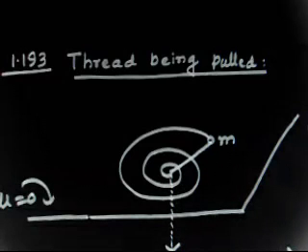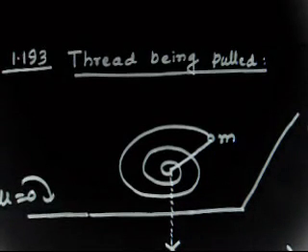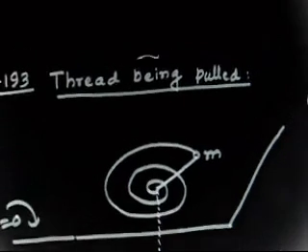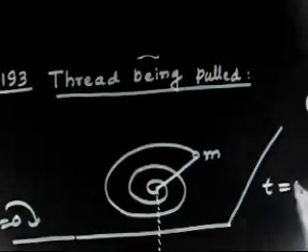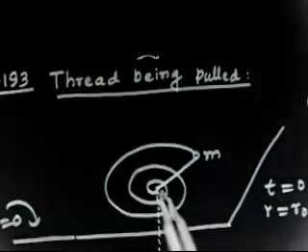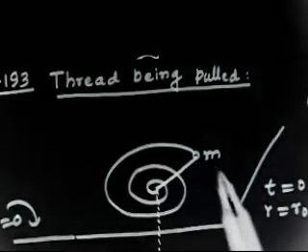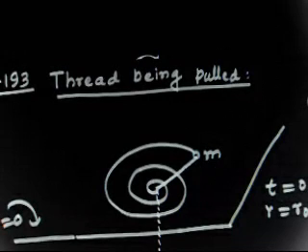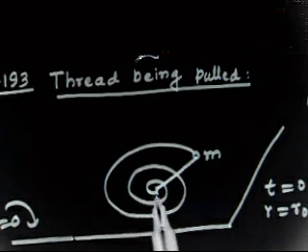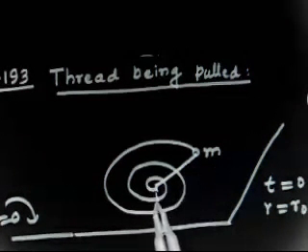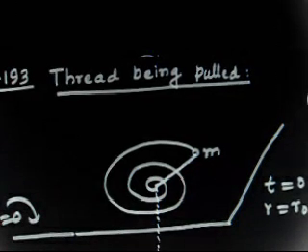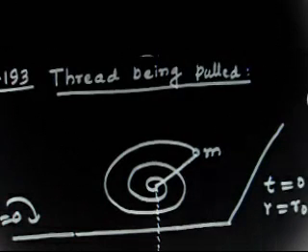The radius of the object's motion is capital R. Initially, at t equals 0, R is given as R0. So initially this length is R0. Now the question says the other end of the thread is being drawn into a hole at O with a constant velocity. So there is a hole in the table, and this thread passes through that hole and is pulled downward with a constant velocity.